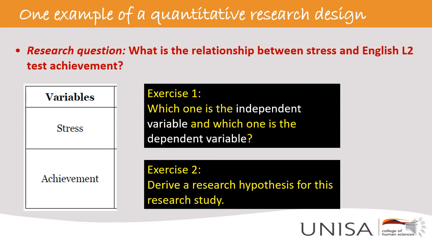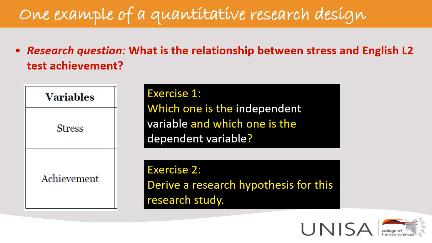A possible research question in this study field could be, what is the relationship between stress and English second language test achievement? Can you identify the independent variable and the dependent variable in this research design? The dependent variable is, of course, English test achievement, and the independent variable is stress. The reason why I'm saying that is that English second language test achievement depends on stress levels.